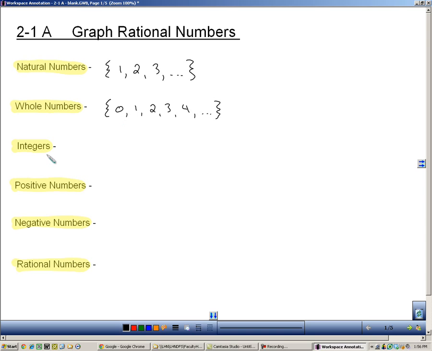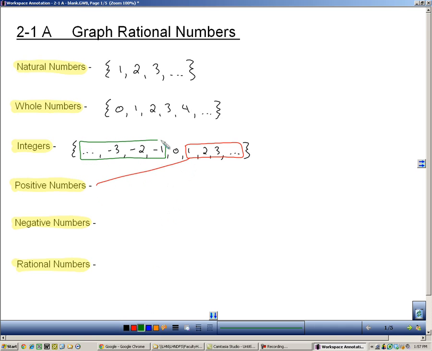The next group are called the integers. The integers can be described as the positive and the negative whole numbers because it's the same as the whole numbers to the right, but it also has those same numbers in the negative direction. Notice it goes on forever negative and goes on forever positive. Positive numbers are nothing more than the positive portion of the integers. So these numbers would be considered positive, and then these numbers on this side of the integers would be considered the negative numbers. Most people know what those are. Notice that 0 is neither positive nor negative. It's a number unto itself.